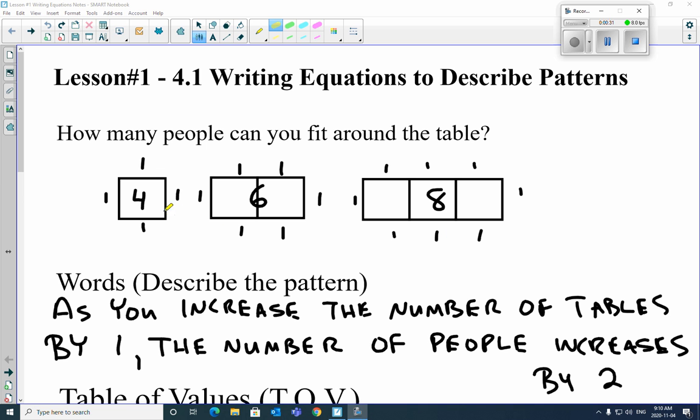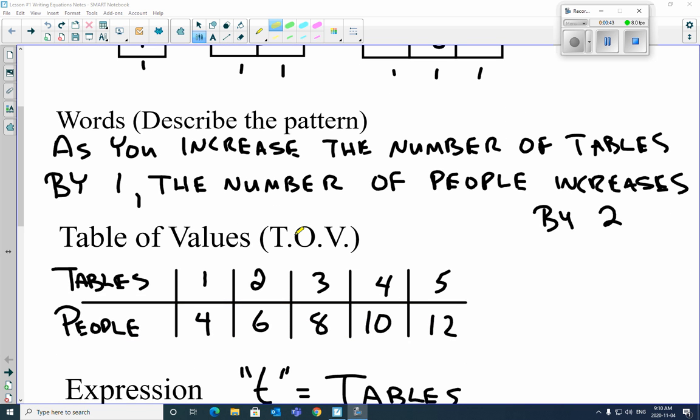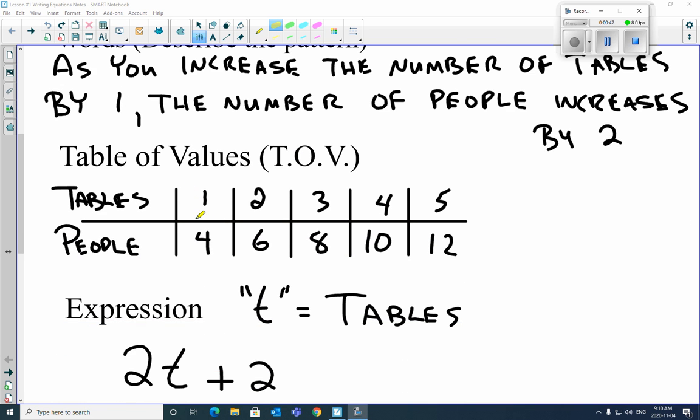So there's a pattern there, right? As you increase the number of tables by 1, the number of people increases by 2, right? We went from table 1 to table 2, it increased by 2. We went from table 2 to table 3, it increased by 2. Another way to do it is to create what's called a table of values, or TOV when we shorten it up. So tables, people. Table 1, 4; table 2, 6; 3, 8. And you see here, we've added 2 more.